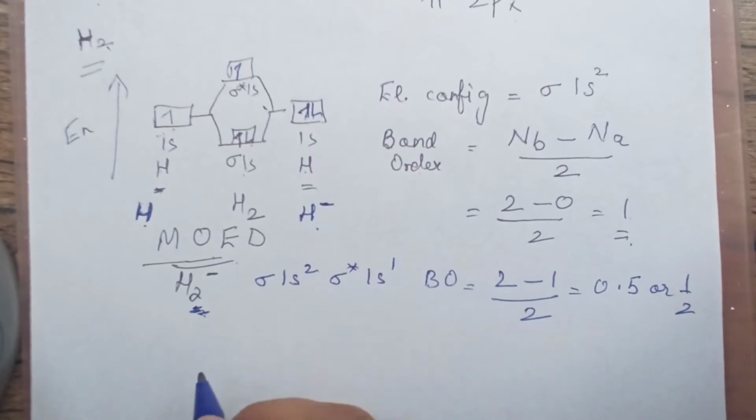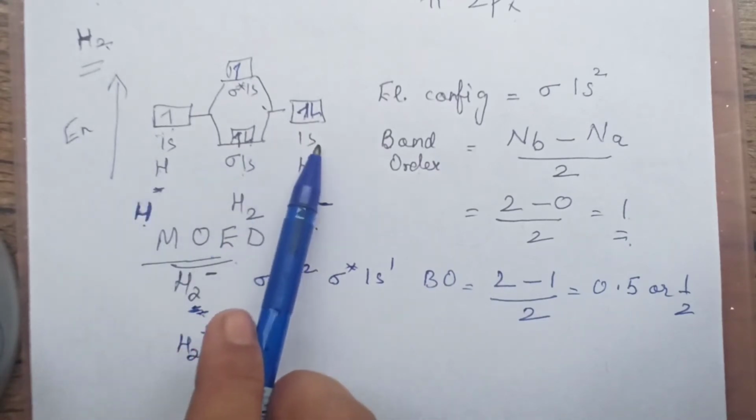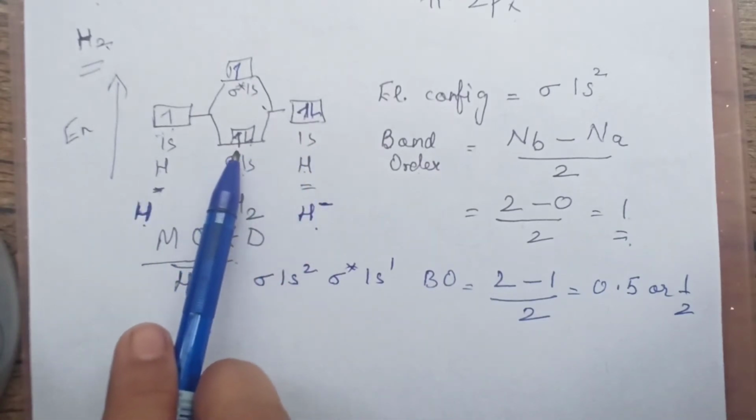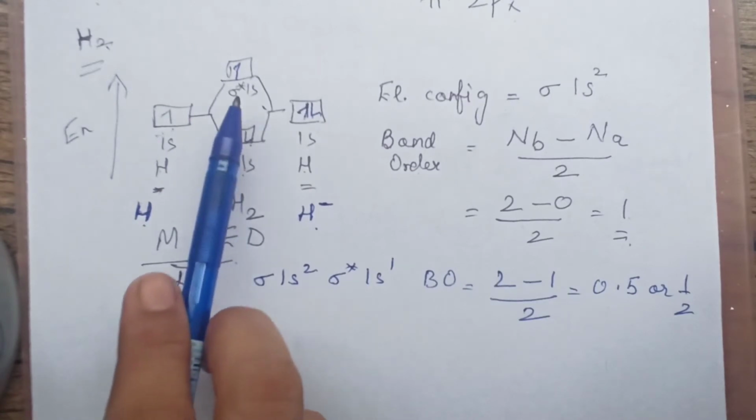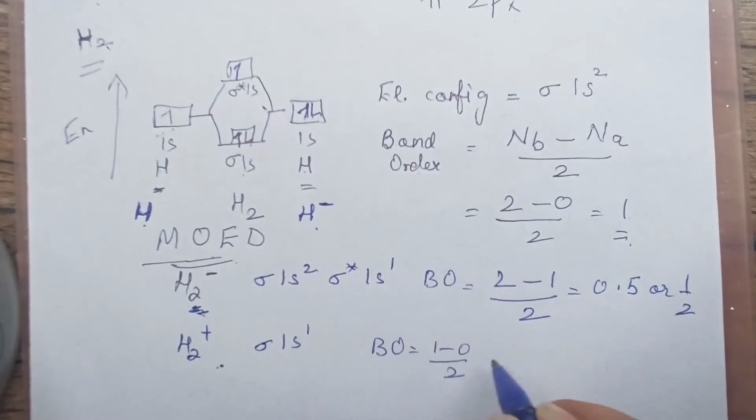Got it? If you are asked to write down for H2 plus, I think it's very easy. Now you can try on your own. One electron, and the other one you will write empty. So only one electron you are going to show here. So 1 minus 0 by 2. Again you will get half. I hope you can try out the diagram on your own. You are going to represent only one electron. So the configuration will be sigma 1s1 only. And what will be the bond order for this? 1 minus 0 by 2. That is again half. So for these two species I have drawn.